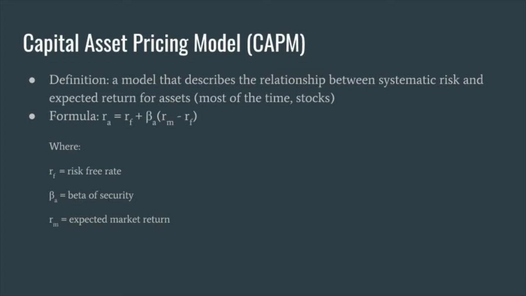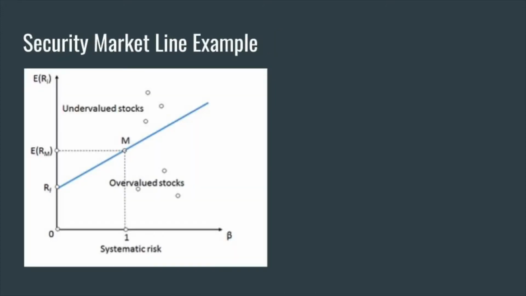Once you find the expected return using this model, you can use a security market line to plot the results for a numerous amount of risks, or betas. This is just one example of a security market line, but there are many that can be made depending on what stock you're trying to analyze. Beta is on the x-axis and expected returns are on the y-axis.